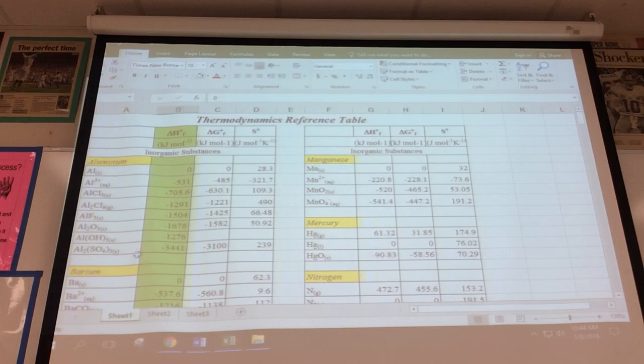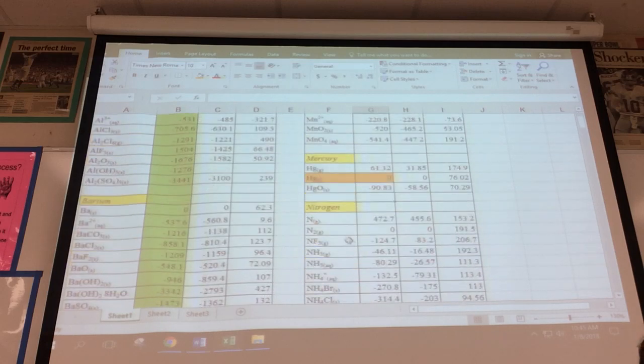Here's aluminum. Here's barium, here's manganese, here's mercury in the liquid state. And what is the delta H of formation for each of those substances? 0. Any element on the periodic table in its standard state will have a delta H of formation of 0. Now be careful, because you can see mercury as a gas versus mercury as a liquid. Only in the standard state, and that would be liquid for mercury, would it be 0.